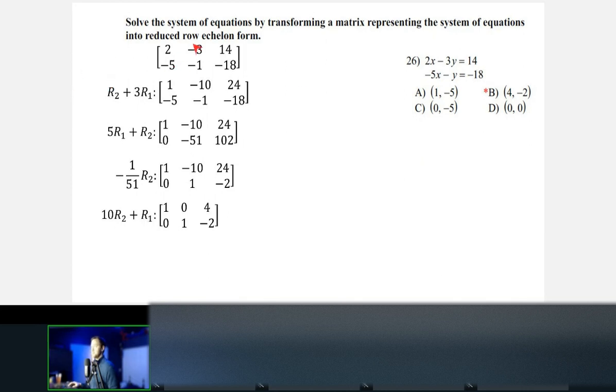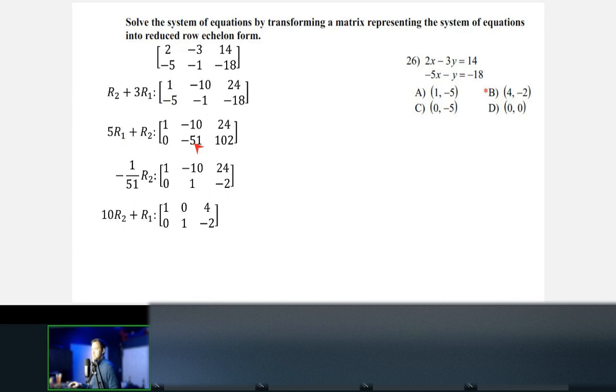But here's the work for reduced row echelon form. I did row 2 plus 3 times row 1. I noticed that if I did 3 times 2 is 6, and I do -5 plus 6, I get 1. So I was creative. Some of you might just divide everything by 2, but then you would have fractions. When I do these, I really try my best to avoid fractions, and I was able to achieve that doing this operation here. Row 2 plus 3 times row 1. That's how I got these values. Then I did 5 times my row 1 plus row 2 to get this second row.